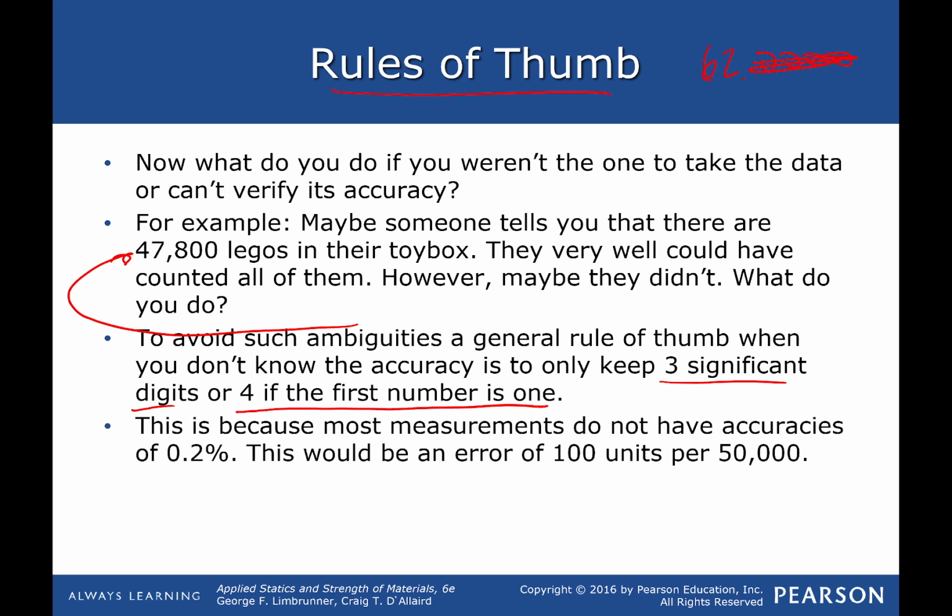The reason for this is because most measurements do not have accuracies of 0.2%, which is what that would be. There'll be an error of 100 units per 50,000. So if I was counting out 50,000 Legos, I might count 49,900 instead, or 50,100. I'm somewhere in between there. That's as accurate as I'm probably going to be, because I'm going to miss at times. I'm going to accidentally grab 2 Legos and not realize it. So 3 sig figs, 4 if it starts with the number 1.